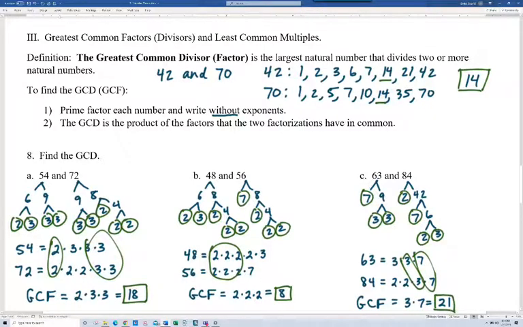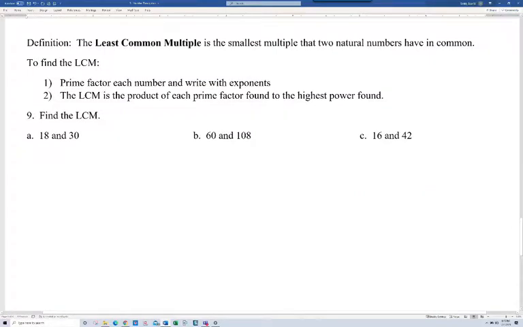All right, so that's how you find a greatest common factor or divisor. Let's look at LCMs next, or least common multiples. The least common multiple is the smallest multiple that two numbers have in common.